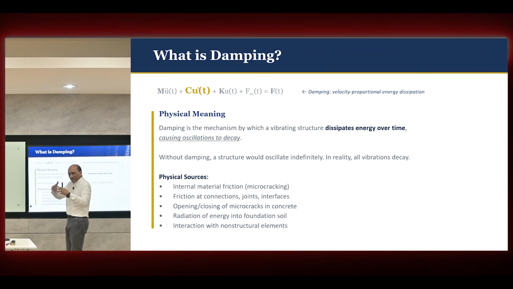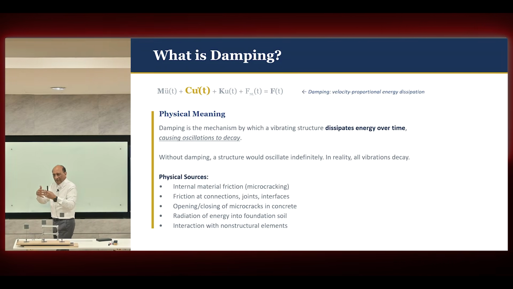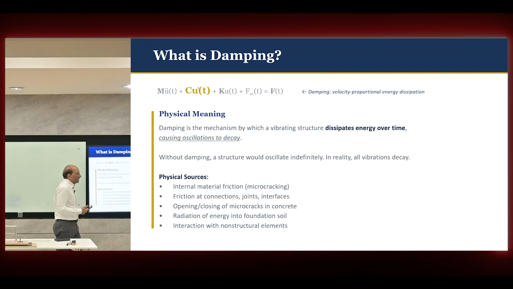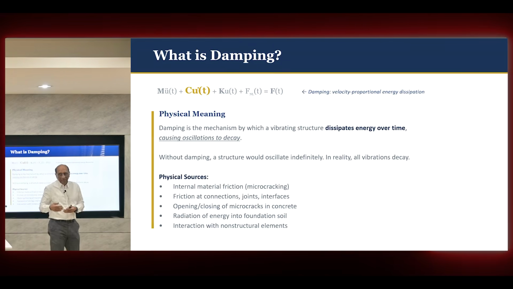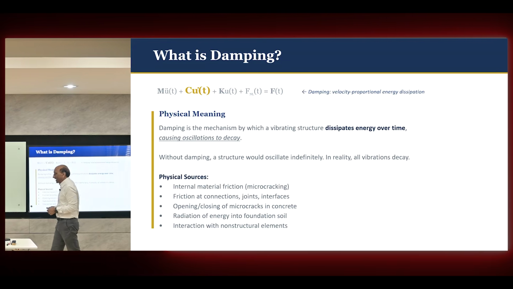If the body has connections somewhere, steel connections, they will have friction there. That friction, in fact, friction pendulums or friction dampers are very important, very useful. Opening and closing of micro cracks in concrete, radiation of energy in foundation and soil, and interaction with non-structural elements. This is very important. The last one is very important.